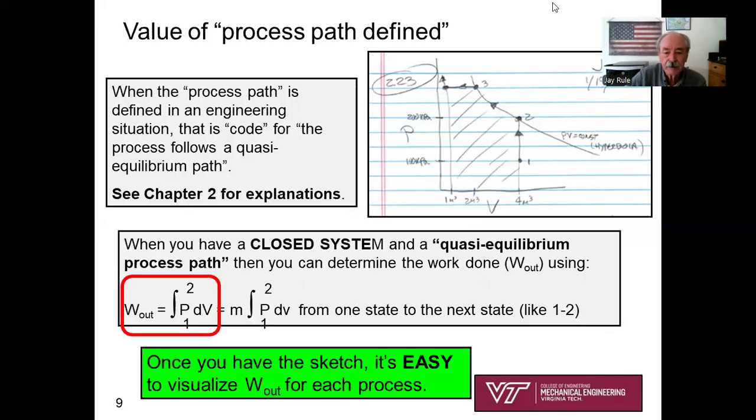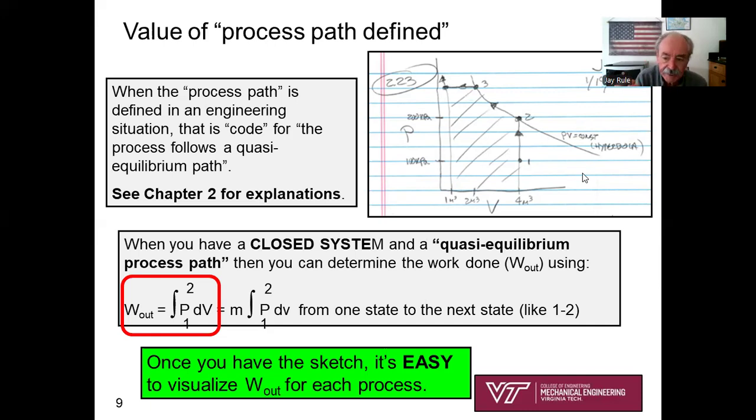Okay, there's a value to knowing that the process path is defined. So go back to your textbook reading in chapter 2. When you have a closed system and a quasi-equilibrium process, in other words, a process in which the pressure-volume path is fully defined mathematically. And in this case, it is mathematically defined: V equals constant, PV equals constant, pressure equals constant. So all of those are fully defined paths.